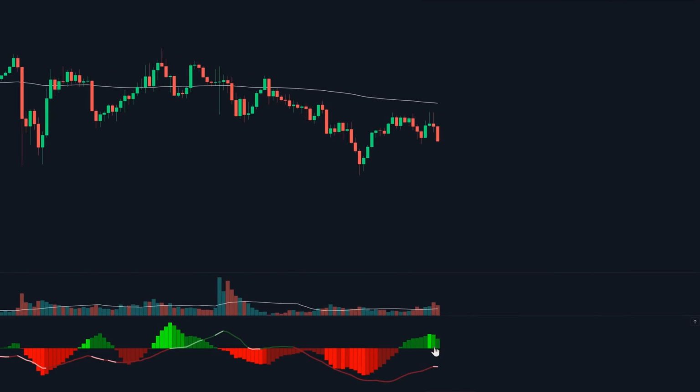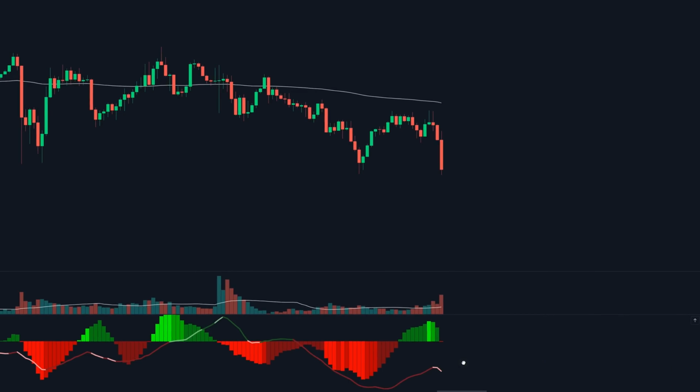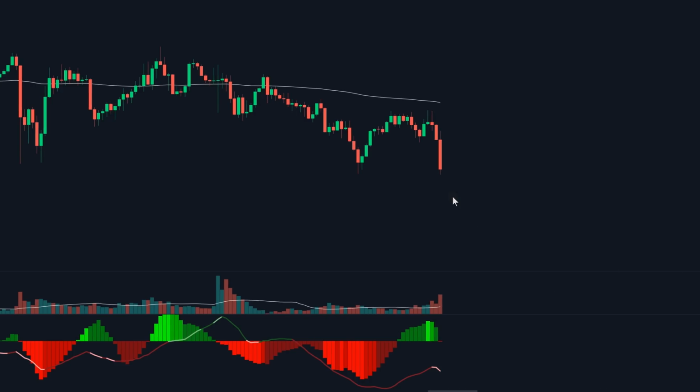To confirm that, we need this histogram to turn from red to green to indicate the start of the pullback. After we have the pullback, we need a red histogram bar to be printed to indicate the end of the pullback. Now, at the end of the pullback, this oscillator should be colored bright red, like it is right here, to indicate that the strength of the bearish trend is increasing. Last but not least, we want to confirm that there is enough bearish volume in the market to push the price all the way to take profit.